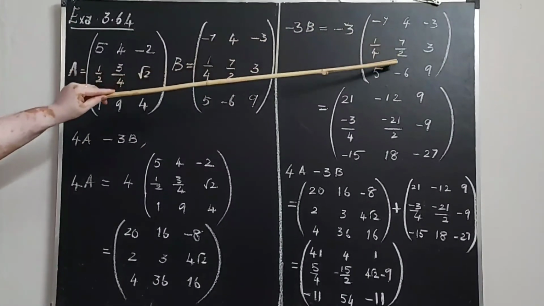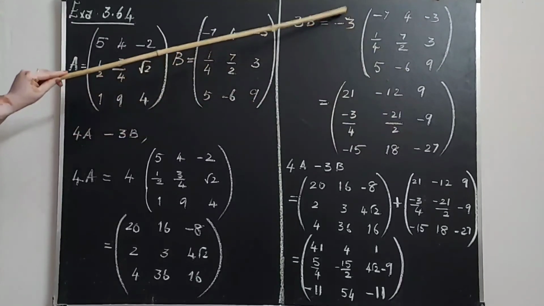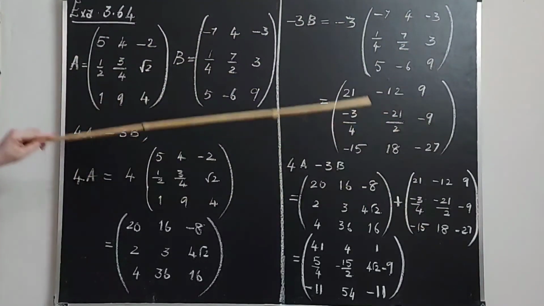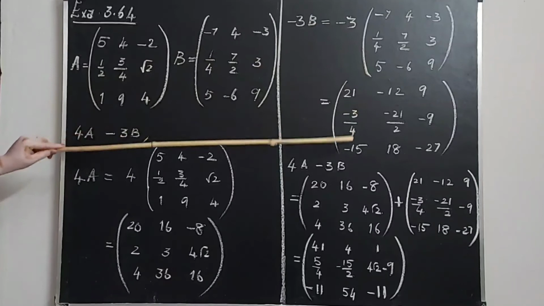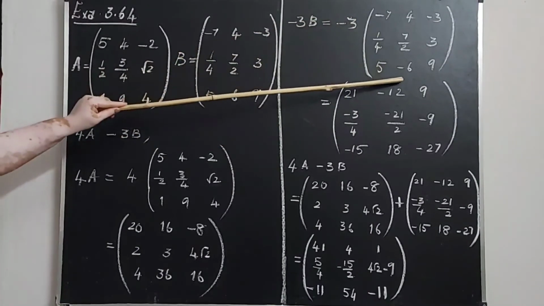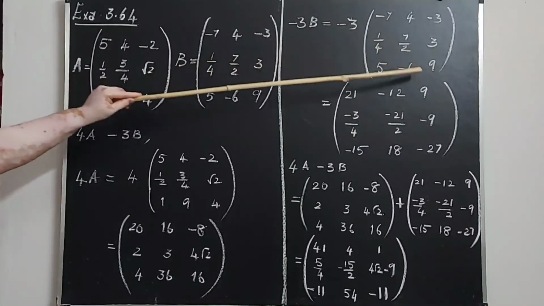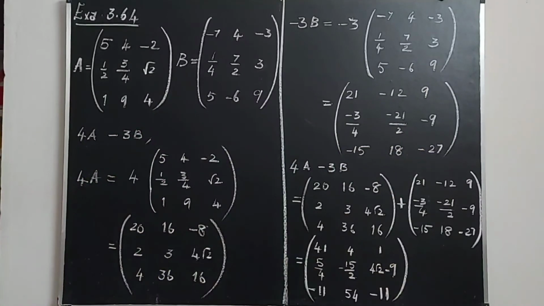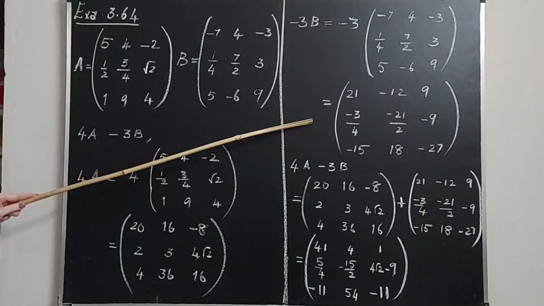Minus 3 into 7 by 2, minus 21 by 2. Minus 3 into 3 is minus 9. Then third row, minus 3 into 5, minus 15. Minus 3 into minus 6 is 18. Minus 3 into 9 is minus 27. So we got the value of minus 3B.